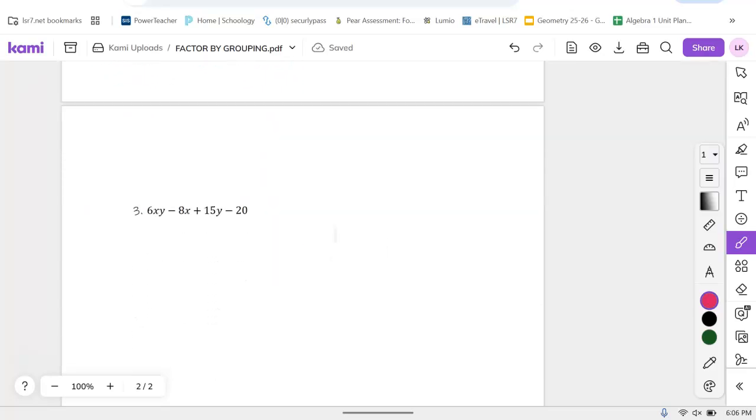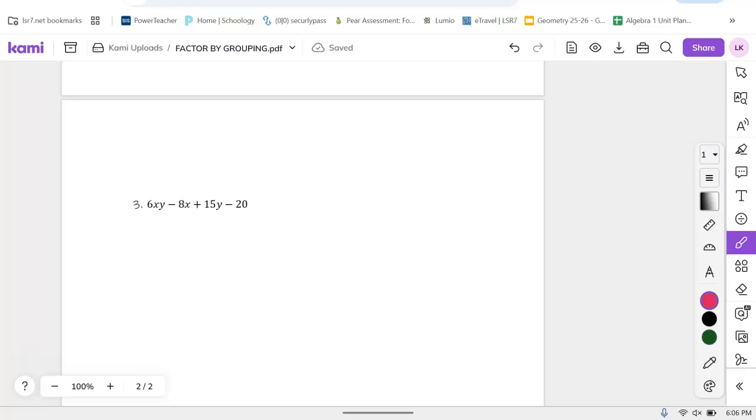All right, number 3. 6xy minus 8x plus 15y minus 20. There's not a common factor I can take out of everything. So I am going to split it up into two binomials. Looking at the first binomial, I'm just going to rewrite it here so we can see it because it's a little bit more difficult. I'm going to look at my coefficients, 6 and 8. 6 is my lowest coefficient. Can I take 8 divided by 6 and get a whole number?